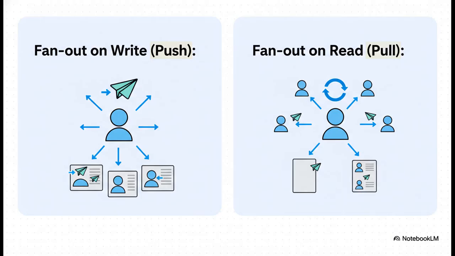So let's look at the two pure ways you could do this. On the left, we've got the push model, or fan out on write. When you tweet, the system immediately goes out, finds all of your followers, and stuffs that tweet into each of their timelines. All the hard work is done at write time. On the right, we have the pull model, fan out on read. In this world, when you want to see your timeline, the system scrambles to find everyone you follow, grabs all their latest stuff, and builds your feed right there on the fly. All the work happens at read time.